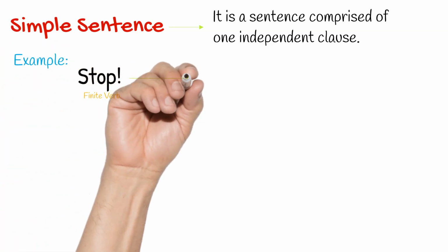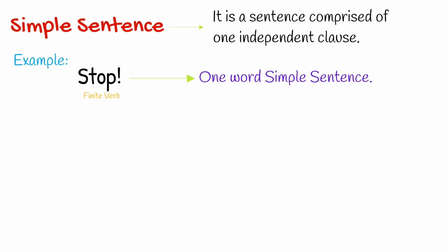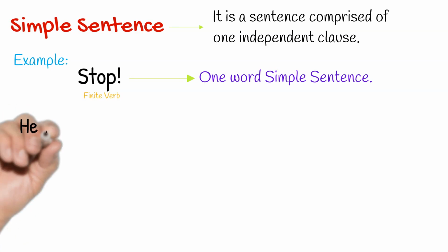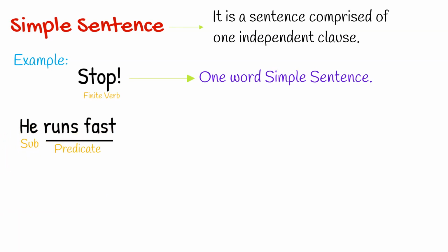Stop. It is a one-word simple sentence. It has only its finite verb. And through this sentence, we can convey the proper meaning. Next. He runs fast. This sentence comprises the subject he and the predicate runs fast. There is only one independent clause, and it conveys its meaning. Hence it is a simple sentence.